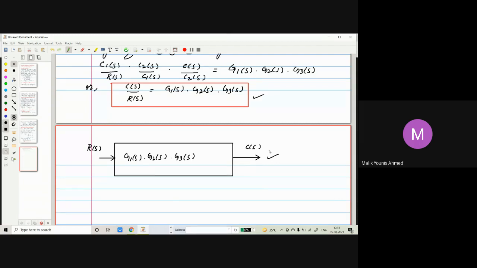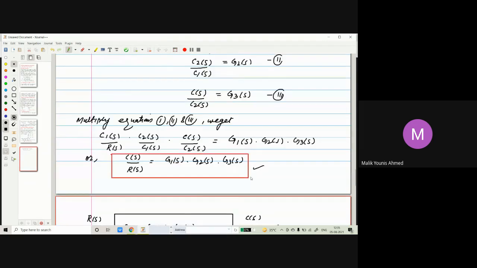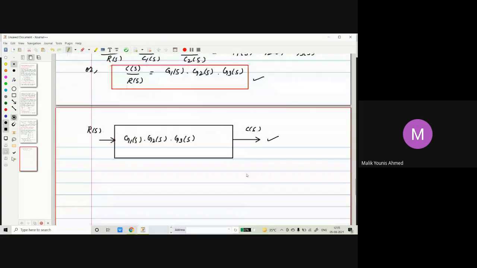Okay. So this was rule number one. Let's go to rule number two now. Now, rule number two says blocks in parallel.